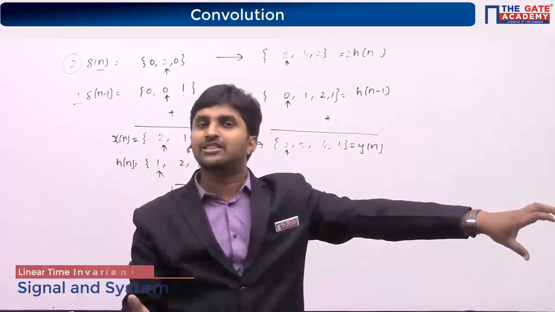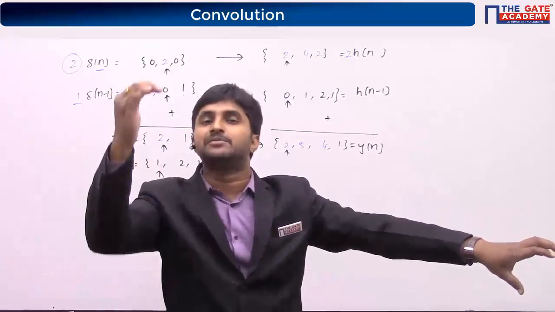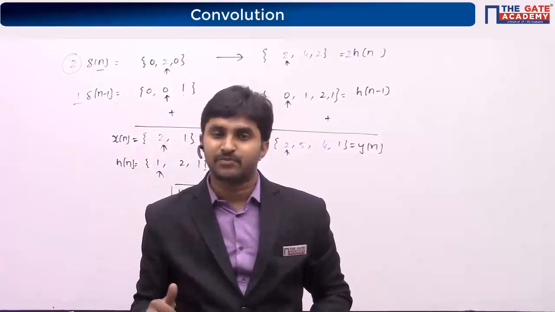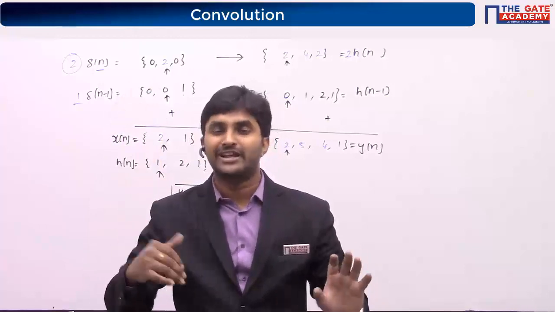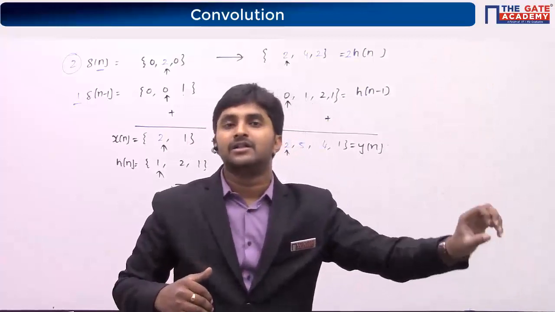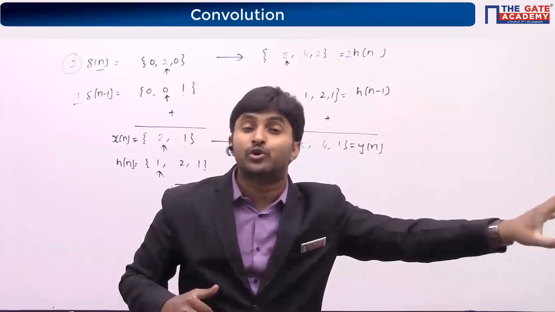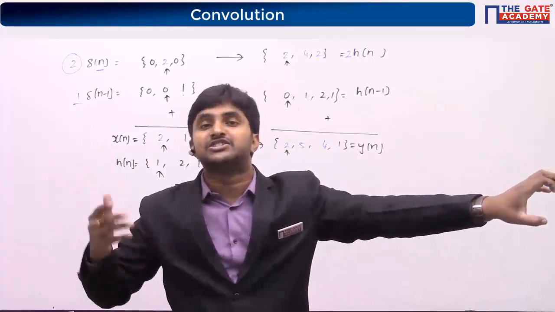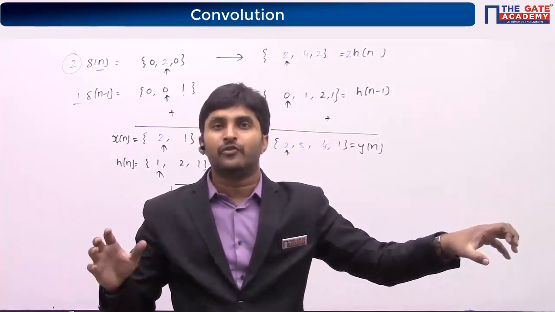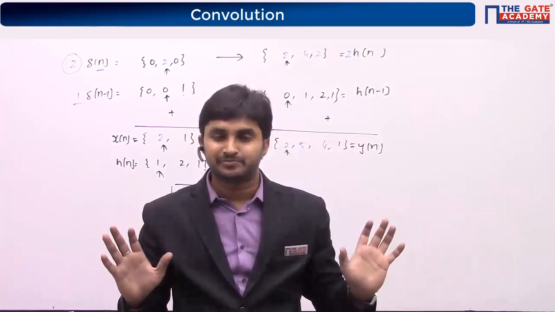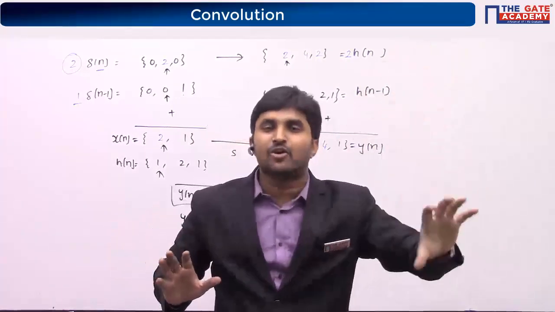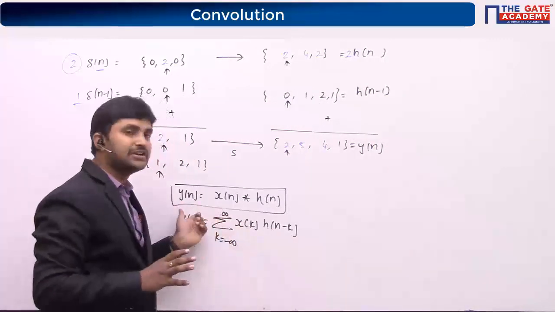So if I add all these disturbances, this becomes my input at different instances. And the response that I got, if I add all of them, is nothing but the output for all the disturbances that I have given as an input. This adding together is what we are calling the convolved result y of n.